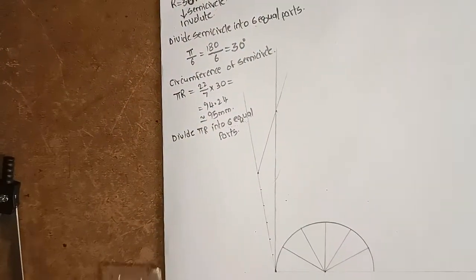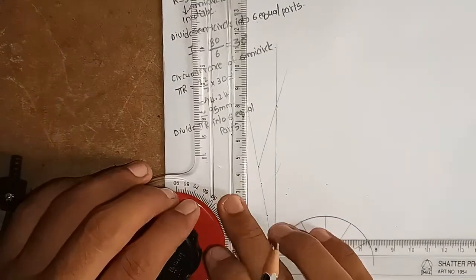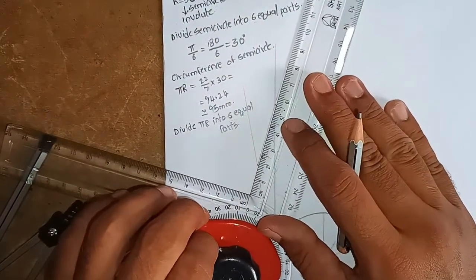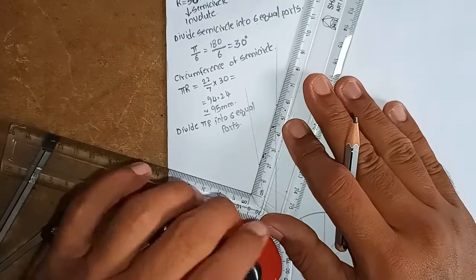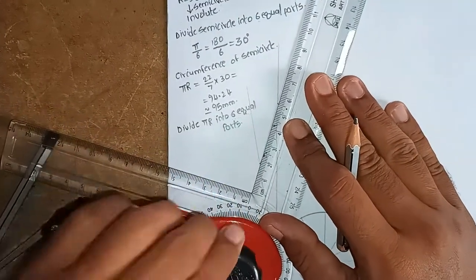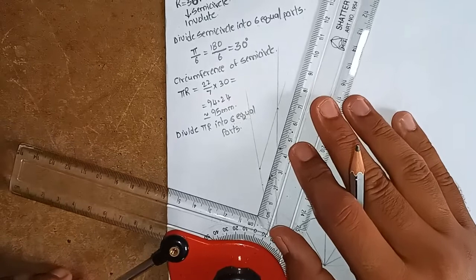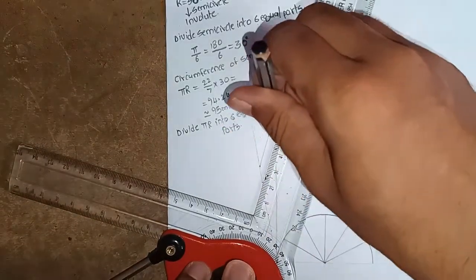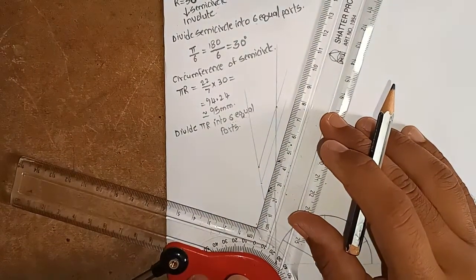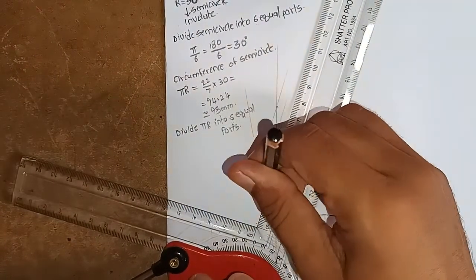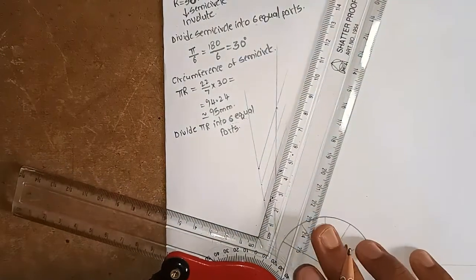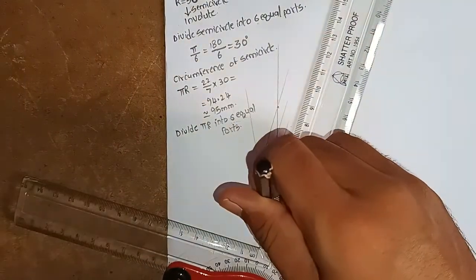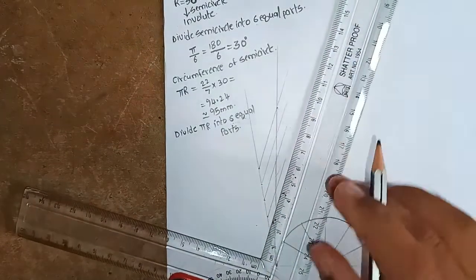Now we have to use the mini drafter scale, students. In order to draw the parallel lines, we have to keep the scale like that. Then we have to tighten the knob. Next, from those points we have to just draw the parallel lines like that.